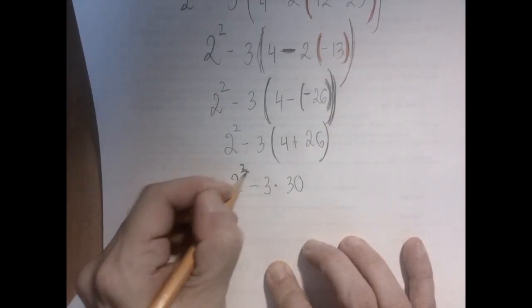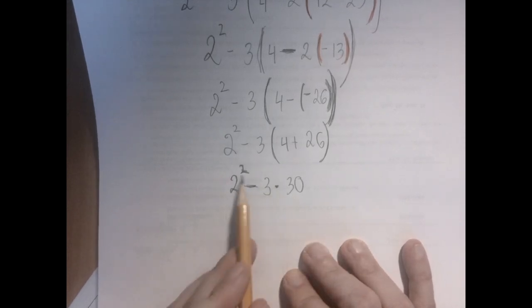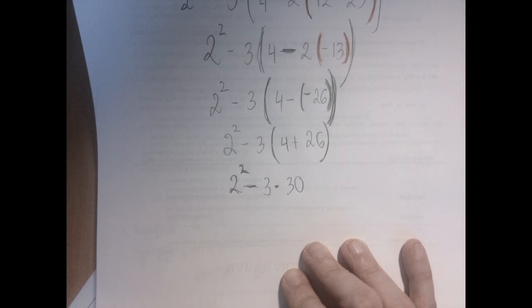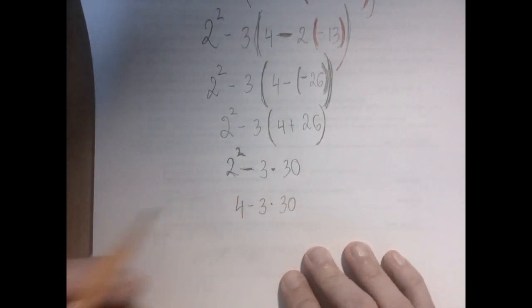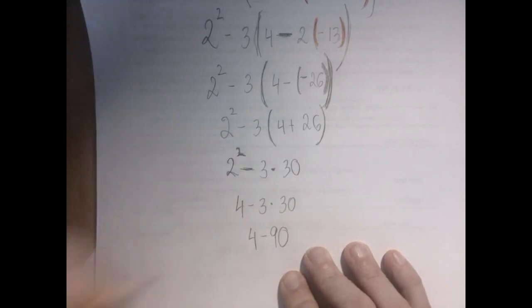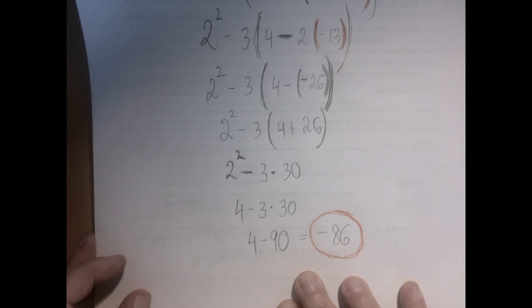Now we have an exponentiation, a subtraction, and a multiplication. So we start with the exponentiation. 2 squared is 4. So now we have the multiplication to perform. 3 times 30 is 90. And finally, 4 minus 90 is negative 86, which is our answer.